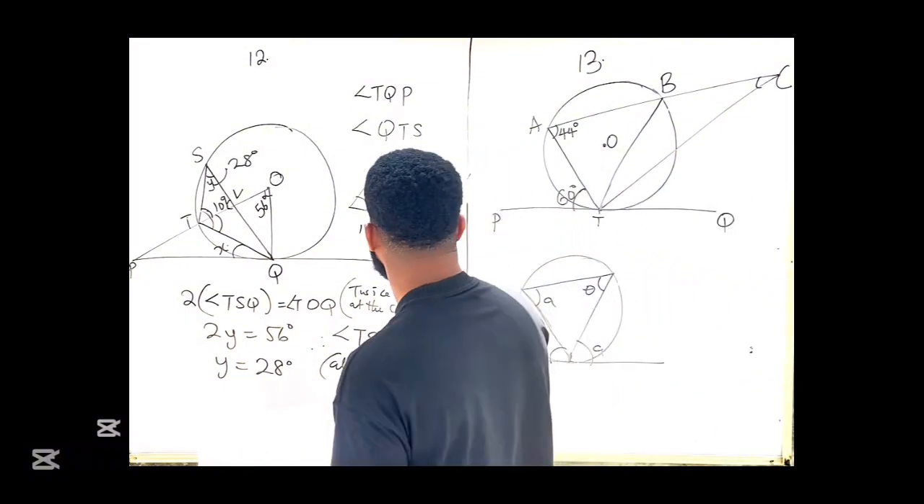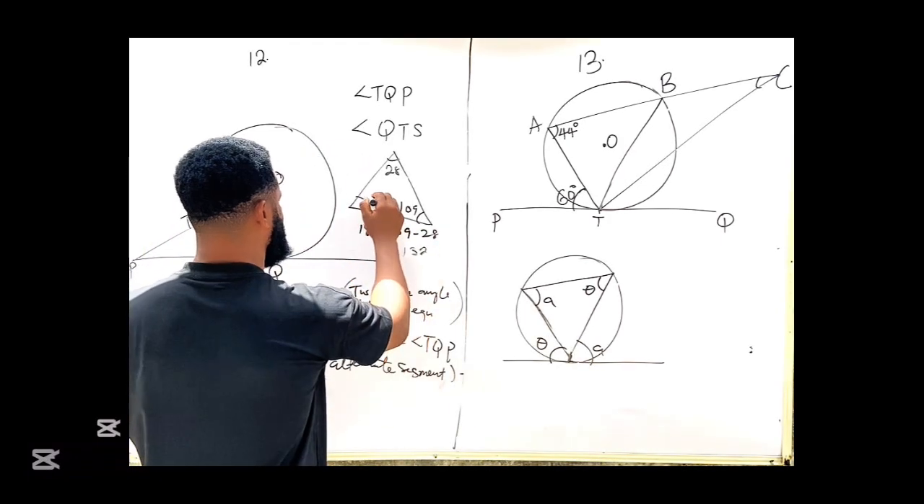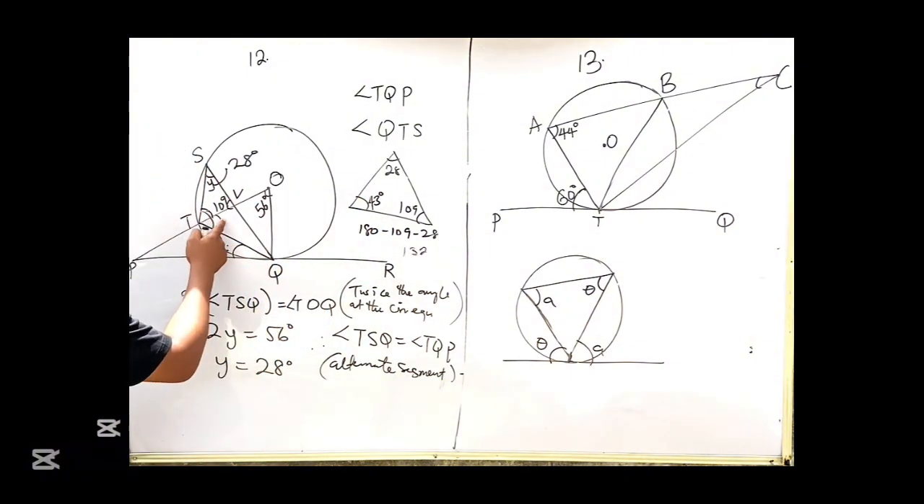So this angle is just 180 minus 109 minus 28, which is going to give you 43 degrees. Okay, so if this place is 43, I'm looking for this place again.